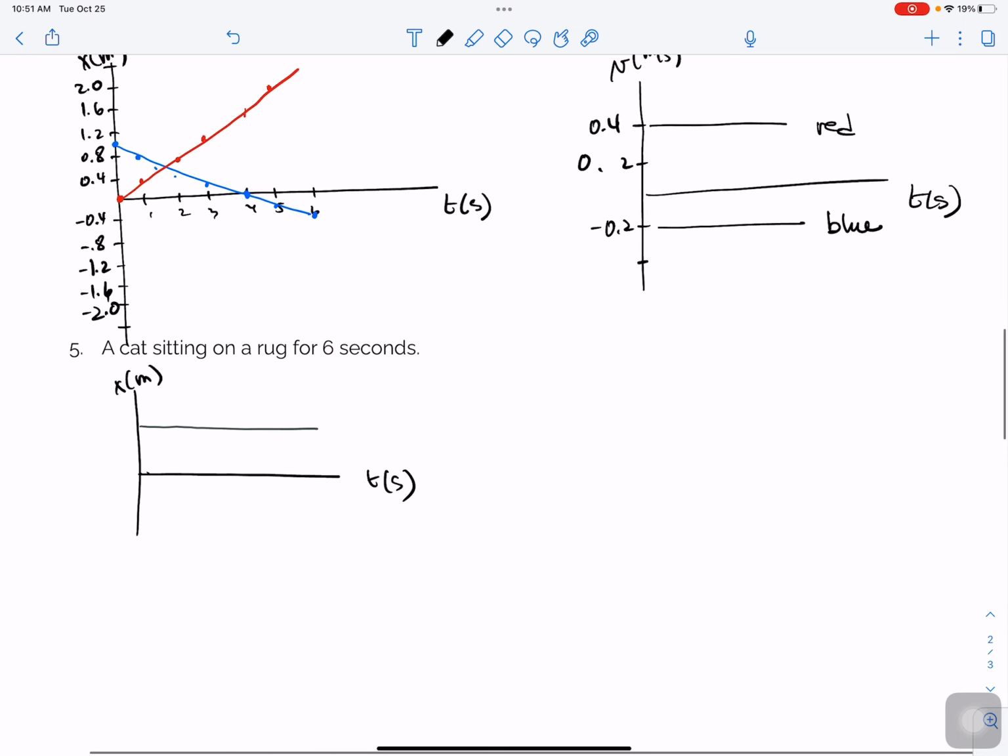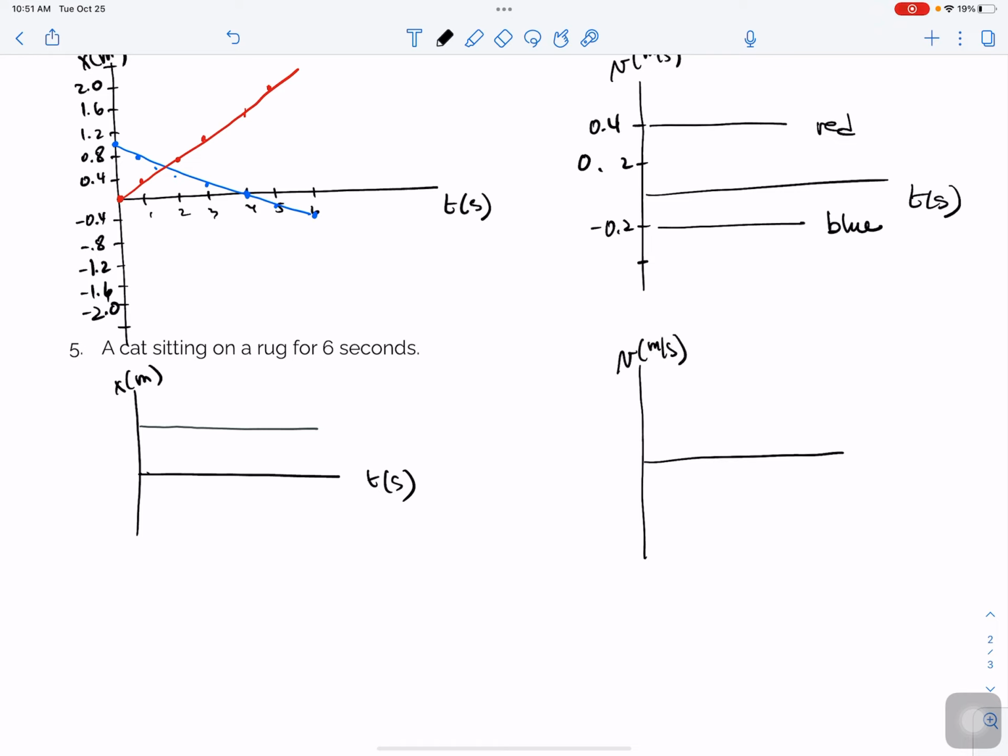And then cat sitting on a rug. I'll show you my preferred way when you have 0 velocity. I want you to draw it just above, or you can bold it. And the other thing is, do not go all the way to the end so that I can tell you've actually drawn a line.